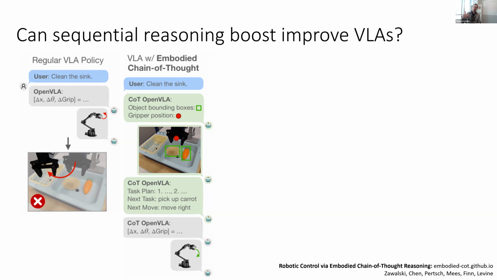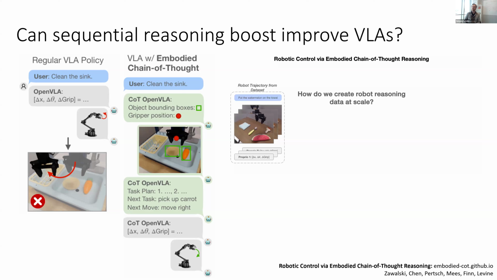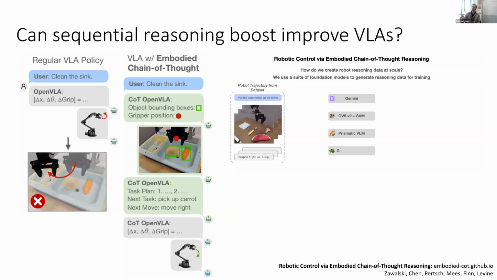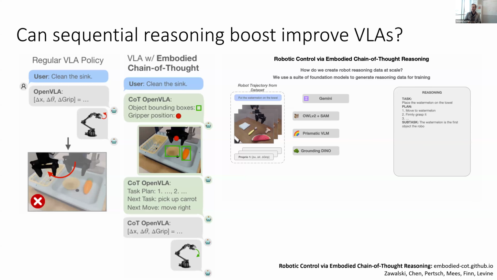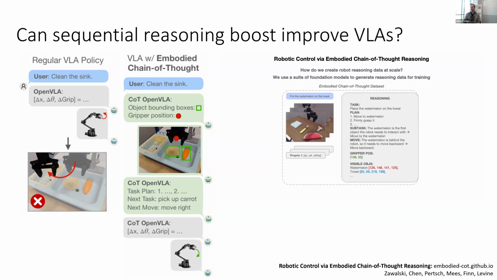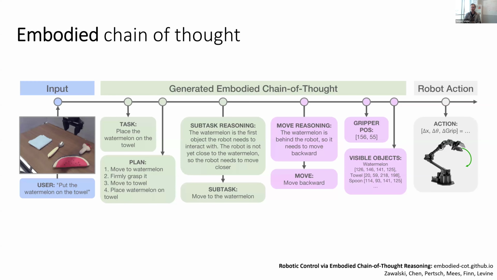So we adapted the OpenVLA model. This actually preceded Pi0, so we used OpenVLA for this, to perform this kind of embodied chain of thought. And we constructed the chain of thought examples synthetically by using synthetic annotations from other foundation models like Gemini and SAM and so on, where we would localize objects, localize the gripper, break up tasks into semantic subtasks, and in this way construct essentially chain of thought training examples that would teach the model to perform this intermediate reasoning.